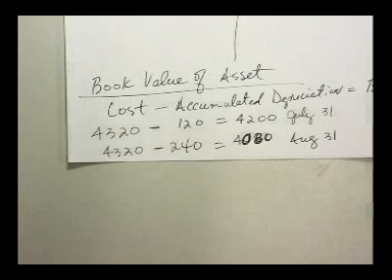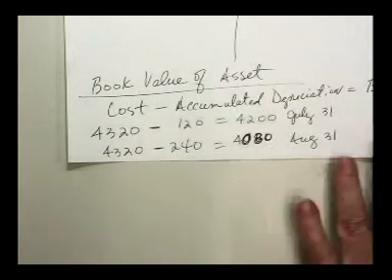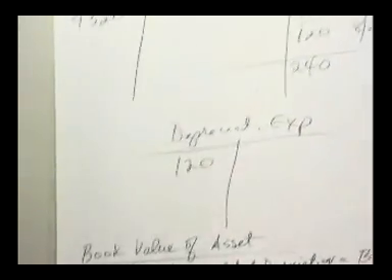So accumulated depreciation is growing every time I record depreciation expense, and what's happening to book value every month? It's going down. And then that's when we eventually will compute gains and losses, based upon how much I sold it for minus my book value. That becomes my gain, not how much I originally paid for it.